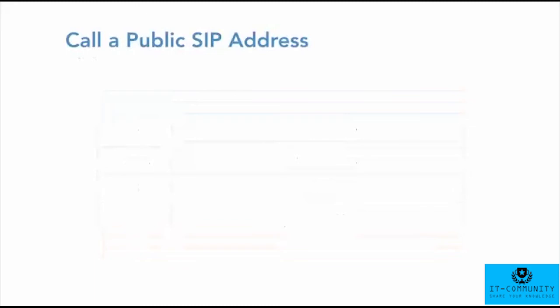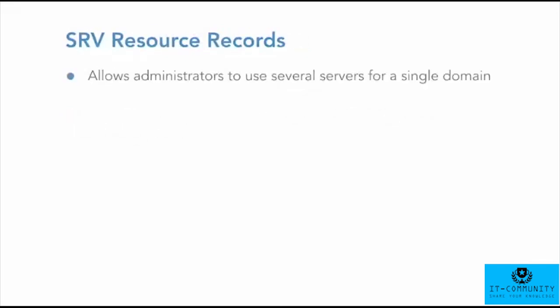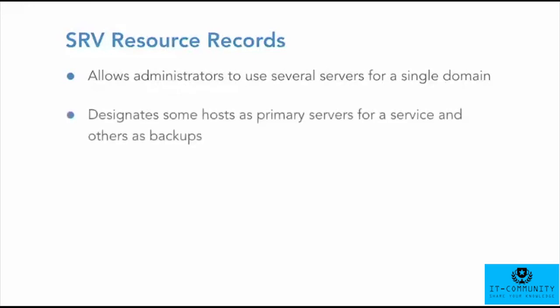Similar to the way a mail exchange record is used to send and receive mail, a DNS service record helps connect to a SIP user. In many cases, when a SIP client calls a public SIP address, an IP phone will use a DNS service record to query and determine the IP address and port of the SIP proxy or redirect server. The service record allows administrators to use several servers for a single domain, and then designate some hosts as primary servers and others as backups.